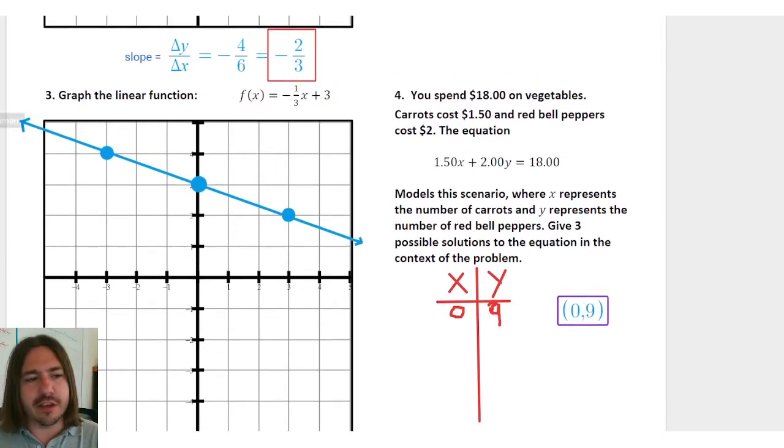So let's see if we get another one. So like if I plug in 1 into x, and then so this is 1, I'm going to get 18 minus $1.50. That leaves me with $16.50. If I divide that by 2, let's see, what would that be?